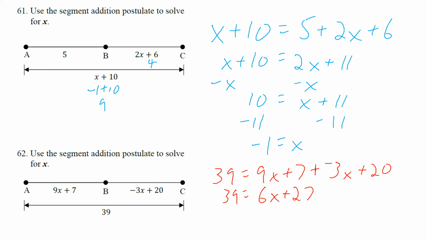First, bring that 27 over to the other side by subtracting it. That gives us 12 equals 6x. Divide both sides by 6, and x is going to be 2. And again, if you want to check it, you can plug it back in and see if those two pieces add up to 39. All right, so that was 62.